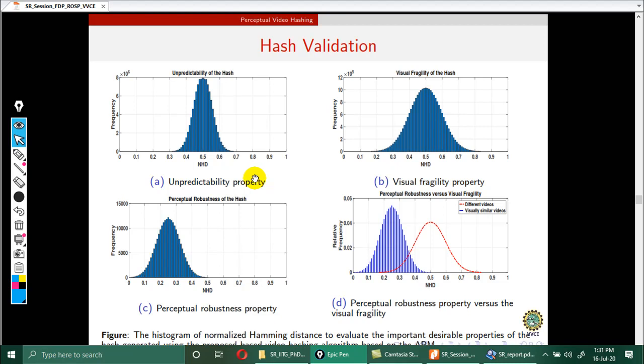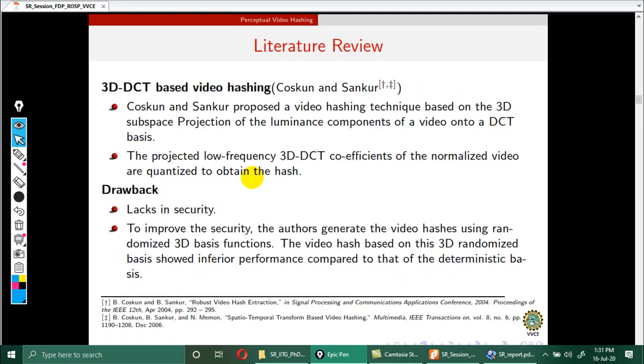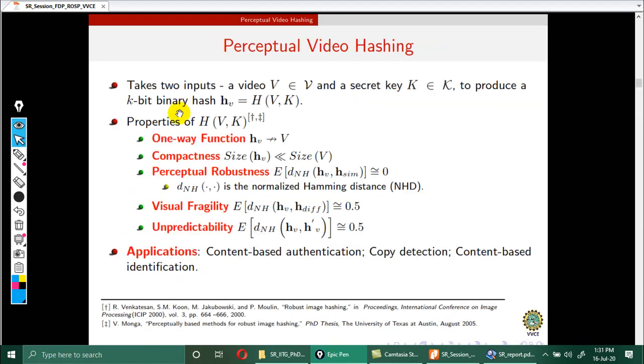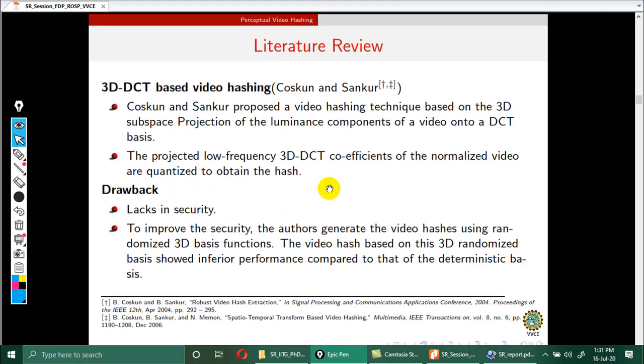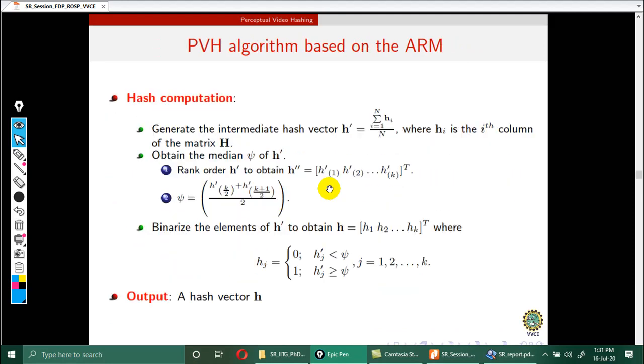the desirable properties of perceptual video hashing. One is it should be compact. Yes, it is compact. It is non-invertible, so we cannot get back the video from the hash, from the bits, correct? But the other things that we said were unpredictability, visual fragility, and perceptual robustness. These are the desirable properties I am talking about. So let us see how we experiment and validate whether it satisfies them.